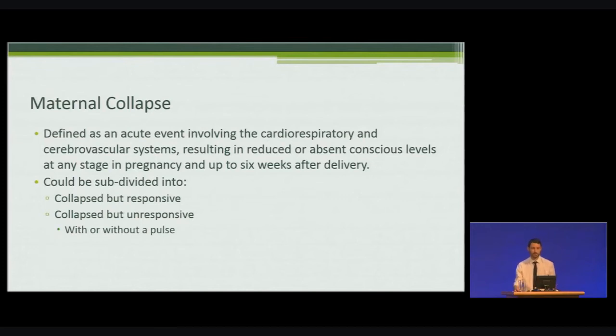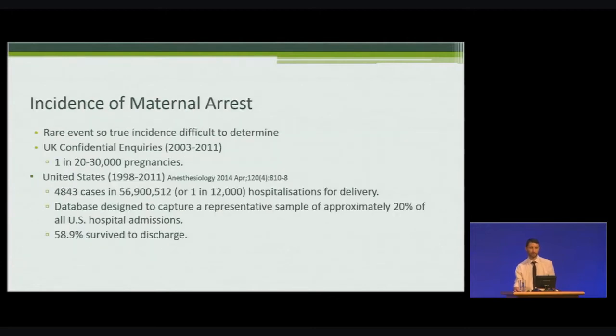So the incidence of maternal arrest, obviously this is a very rare event, so determining the true incidence is difficult. But the best data that we have comes from a couple of sources. Probably the best data comes from the UK Confidential Inquiry. So for the years 2003 to 2011, the incidence is estimated at approximately 1 in 20 to 30,000 pregnancies. So based on that ratio, we should expect to see a couple of cases of maternal arrest every year in Ireland. In fact, we had one last week in Holles Street.